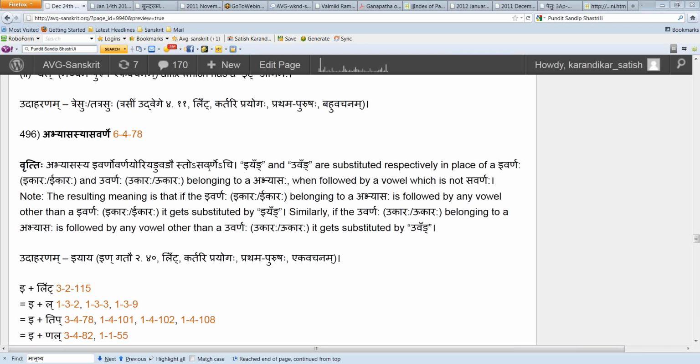Asavarane achi. If you follow by an ach which is asavaranaha, which basically means that if you have the I varana of abhyasaha, which is followed by any other ach except I varanaha, that is asavarna, so any other ach other than I varanaha, then that I varana of the abhyasa will take the iyang adesha. Now if in the abhyasa you have a U varanaha which is followed by any other ach except the U varanaha, then that U varana of the abhyasa will take the uvang adesha.